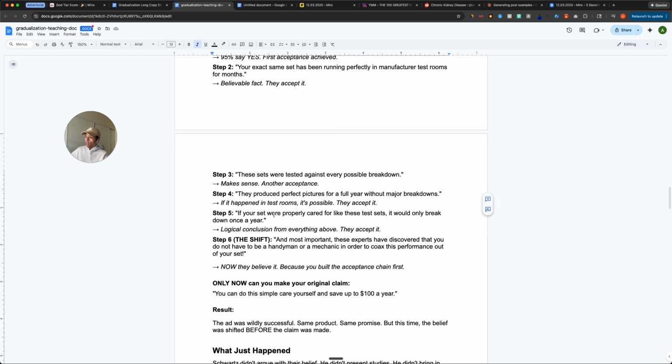Step 5, if your set were properly cared for like these test sets, it would only break down once a year. Okay, so we're basically saying, hey, the TV that you have, it's in a manufacturing test room right now. We're looking at it and it's totally fine. So if it was cared for in the same way, then you wouldn't have any experience of the TV breaking as frequently as you do. Okay. And then step 6, which is how we get them to the goal conclusion.